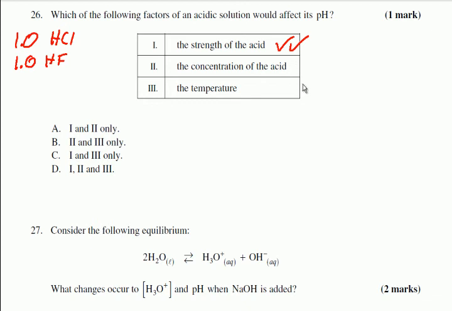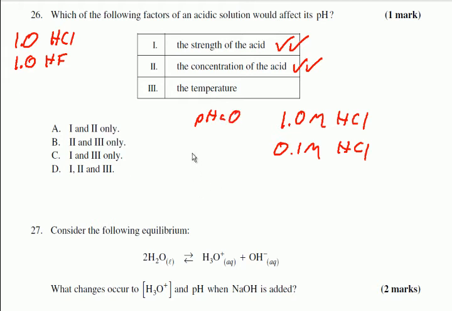The concentration of an acid, yes, that also affects pH. Again, let's do an example. 1.0 molar HCl is going to have a lower pH than 0.1 molar HCl. The pH of 1.0 molar HCl is going to be 0, and the pH of 0.1 molar HCl is going to be 1. So concentration of the acid does affect the pH.